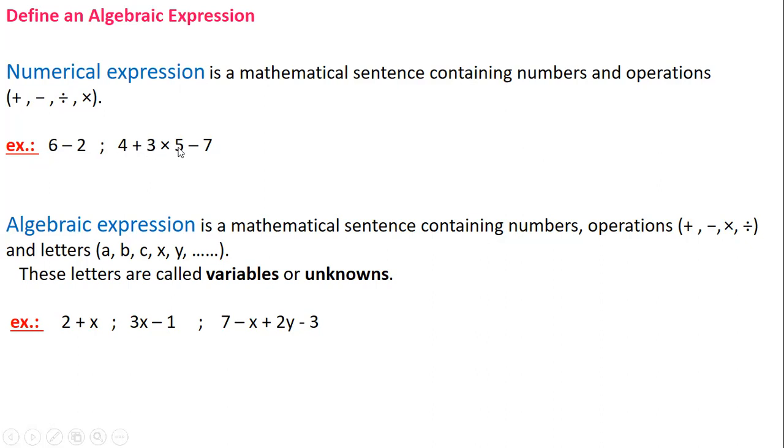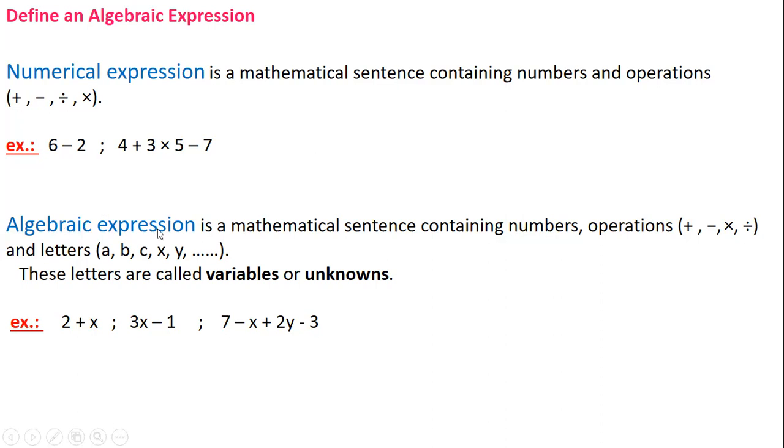Also, in this numerical expression, we have numbers. We have 4, we have 3, we have 5, we have 7, and we have operations, the plus, the times, and the minus. Now, the second kind of expressions in mathematics are the algebraic expressions. We call them algebraic expressions or literal expressions. So they have 2 names. Some books call them algebraic expressions and other books call them literal expressions.